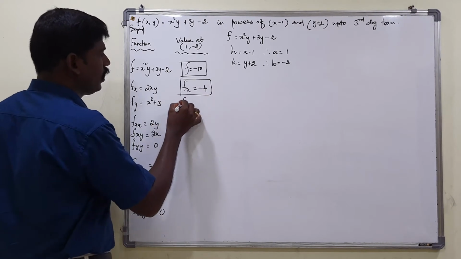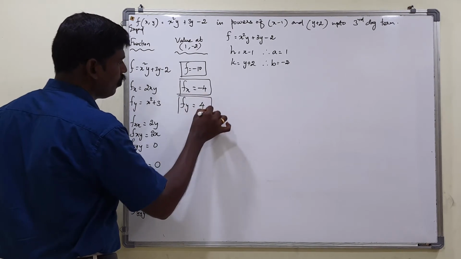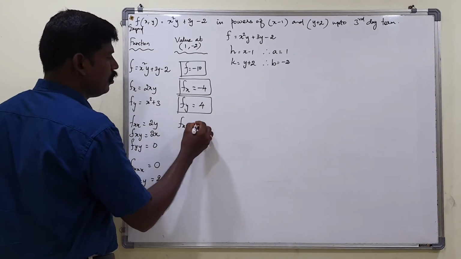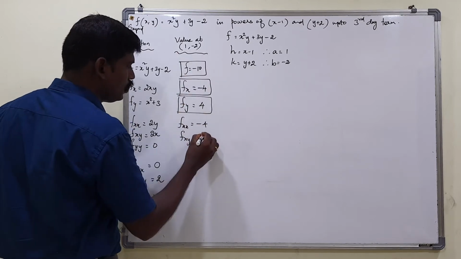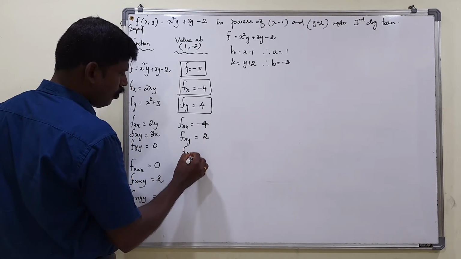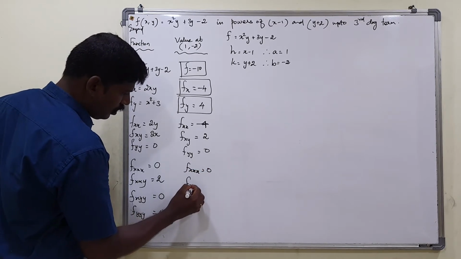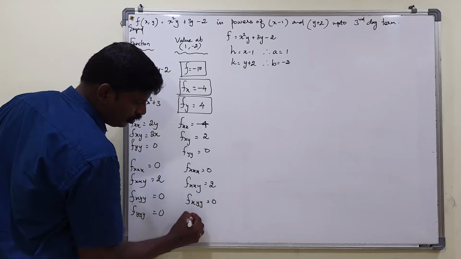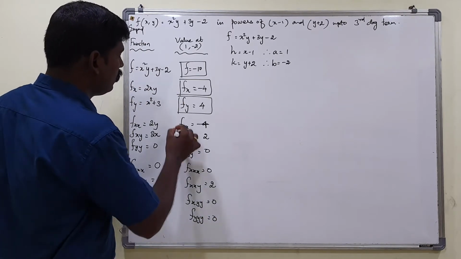Isn't it? f_y is 1 square, 1 plus 3, 4. What is f_xx at y equal to minus 2? So minus 4. f_xy is 2 into 1, it is 2. Right? So f_yy is 0 and f_xxx is 0. f_xxy is 2 and then f_xyy is 0. f_yyy equal to 0. Right?